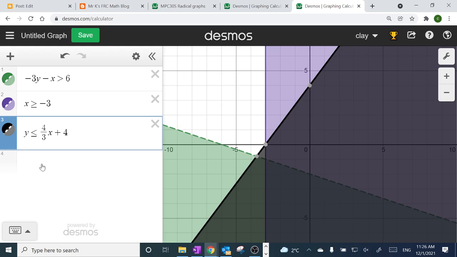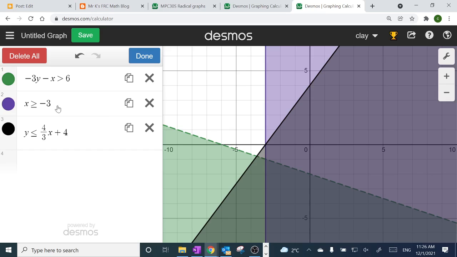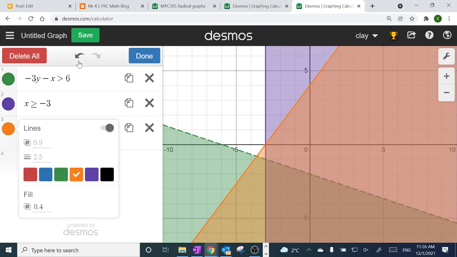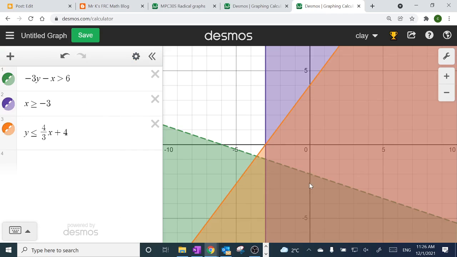That's really hard to see, isn't it? Where's the zone where all of them are shaded? You know what? I might make my life easier. I can go to settings, and I can change black's color to maybe something that isn't so dark. There, is that better? Yeah. There you go. In here is my answer.